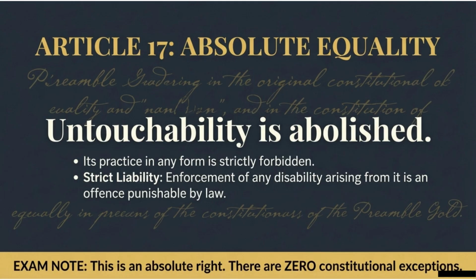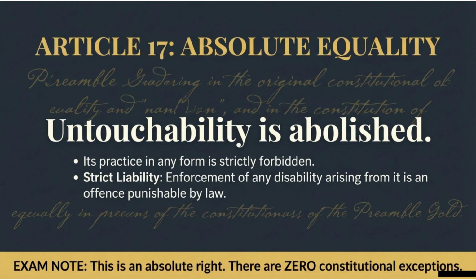Now we come to one of the most powerful provisions in the entire Constitution. Article 17 abolishes untouchability and forbids its practice in any form. There are two things to focus on here. First, it is not just a negative prohibition on the state. The enforcement of any disability arising from untouchability is itself an offence punishable by law. Parliament has given effect to this through the Protection of Civil Rights Act of 1955. So there is criminal liability attached.